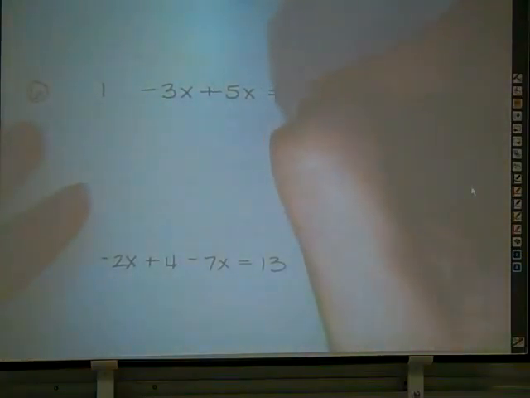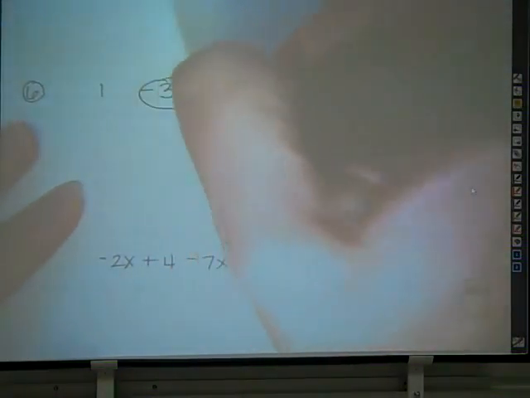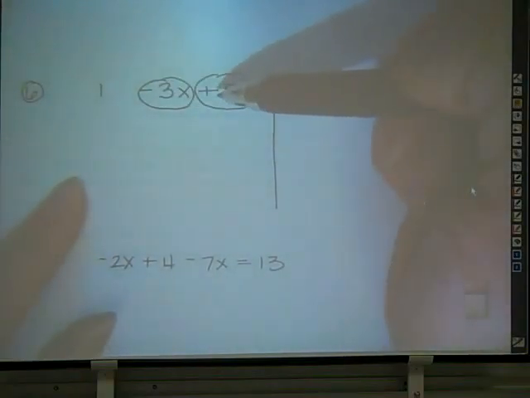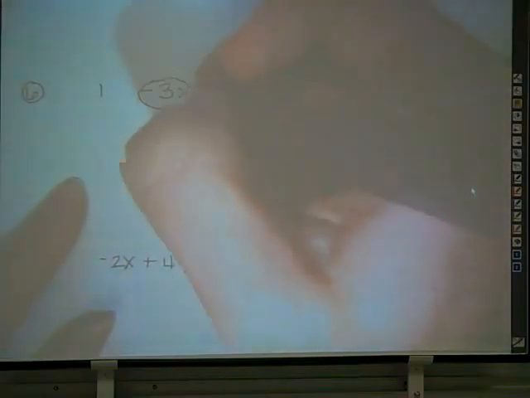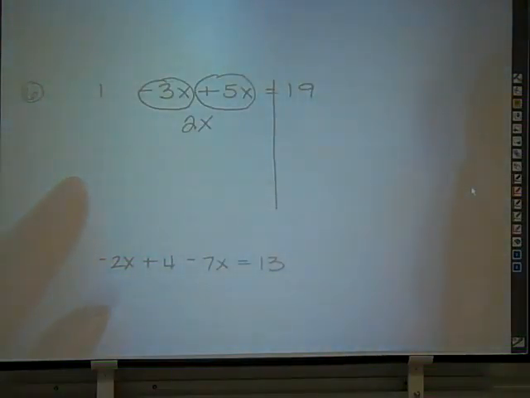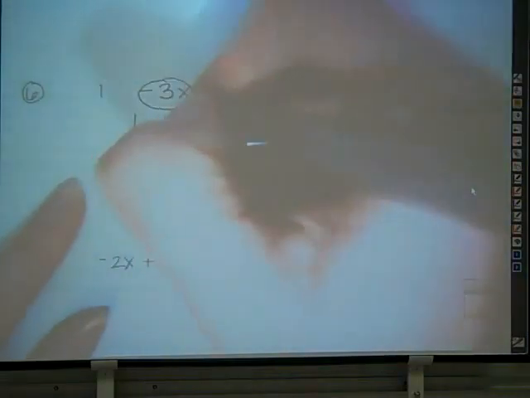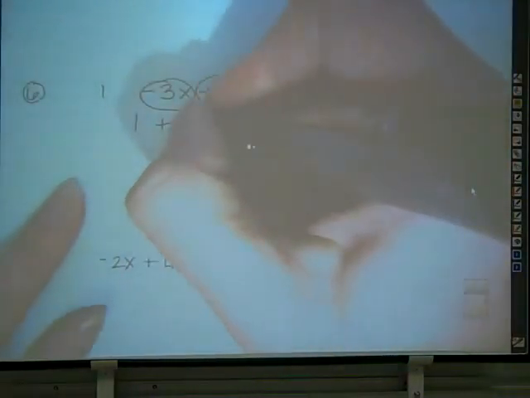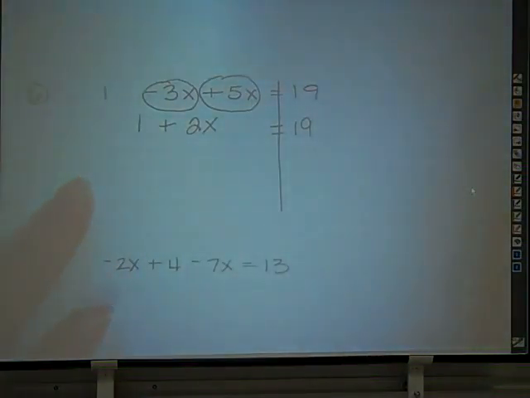All right, next one. Number 6. Same thing. Let's circle our two x terms. Make sure you include the sign with it. So we have negative 3 plus 5. Well, negative 3 plus 5 gives us 2x. Everything else gets rewritten. Now remember, 2x is positive, so that's going to be a plus sign in between.